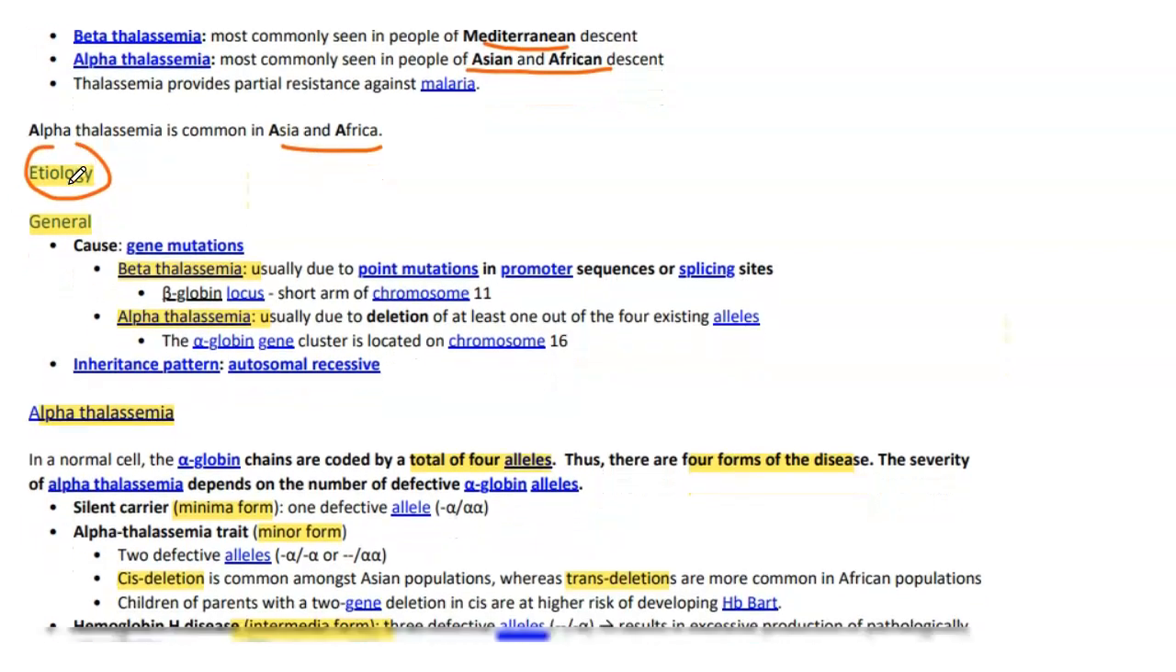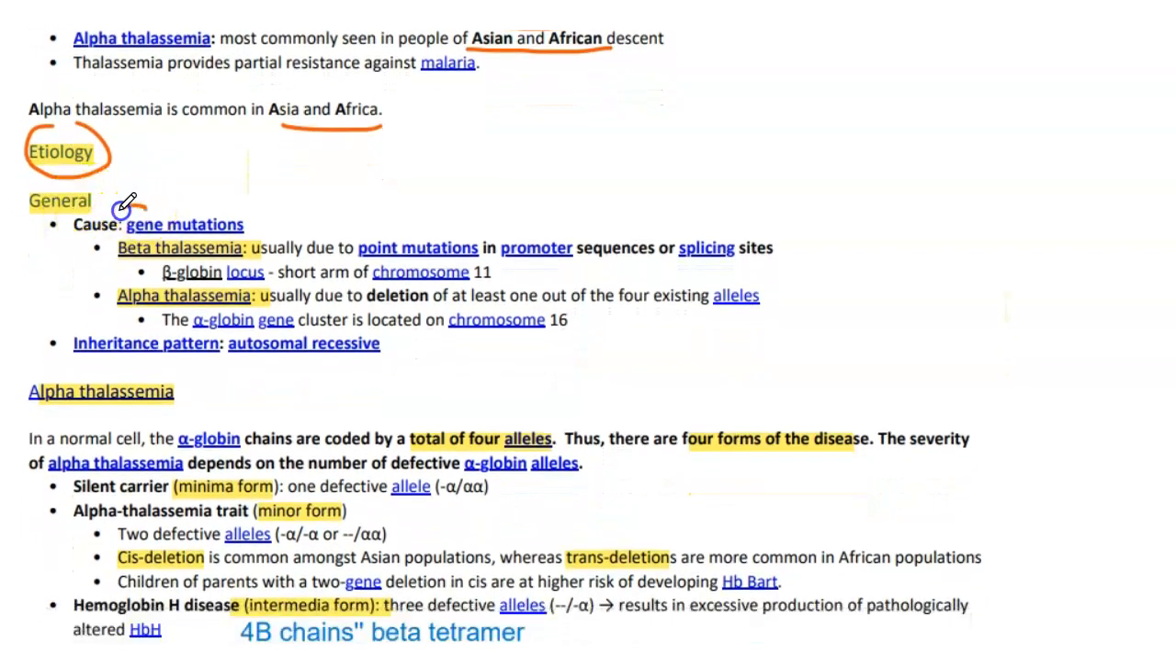We will go toward the etiology. So what is the underlying cause? The gene mutation in beta thalassemia occurs due to point mutation in promoter sequence or splicing sites, beta globin locus, which is present on short arm of chromosome 11. So point mutation occurs at chromosome 11, while in alpha thalassemia we have deletion of at least 1 out of 4 existing alleles. The alpha globin chain cluster is located on chromosome 16.